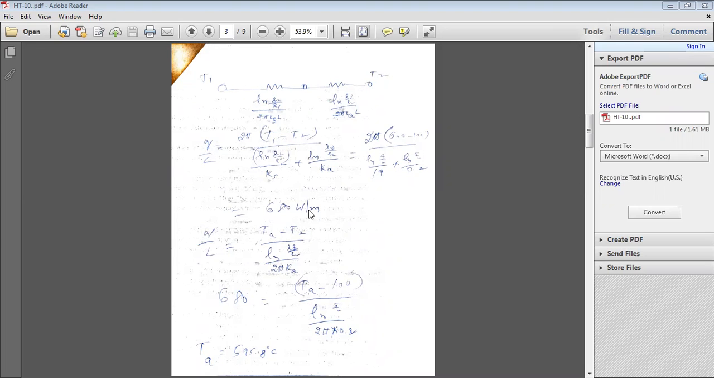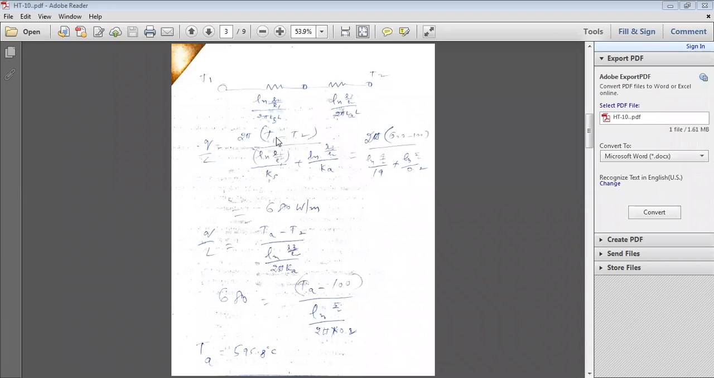If you take T1, otherwise if you take T2, so Q by L is equal to TA minus T2 divided by Ln R3 by R2 divided by 2 pi Ka. Okay, if you substitute, you'll get the interface temperature. If you assume interface temperature TA, that is equal to 595.8 degrees centigrade.